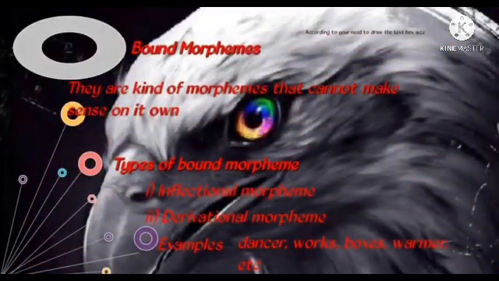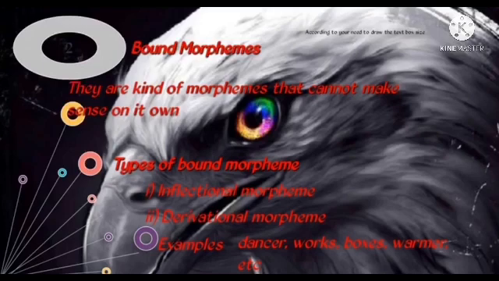Now let's go to bound morphemes. They are the kind of morphemes that cannot make sense on their own. The kind of morpheme that cannot make sense on their own, that is what? Bound morpheme. Now, types of bound morpheme. We have the inflectional morpheme, the derivational morpheme. Let's take them one by one.